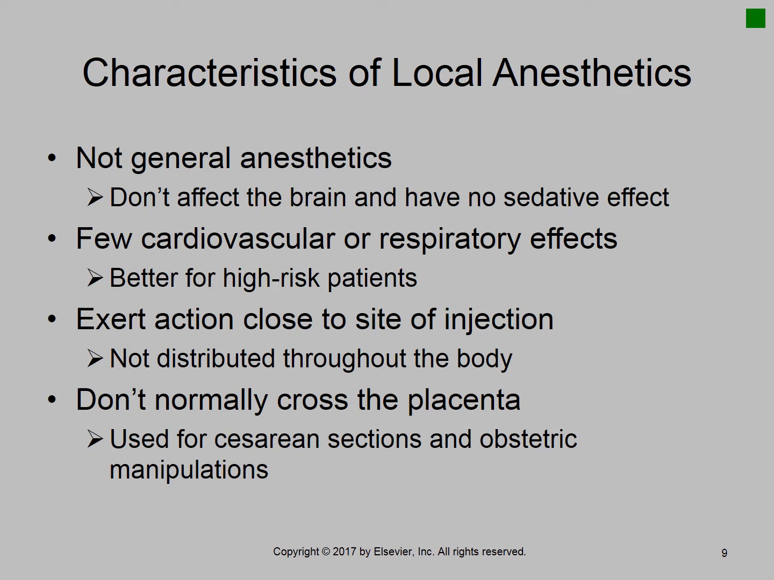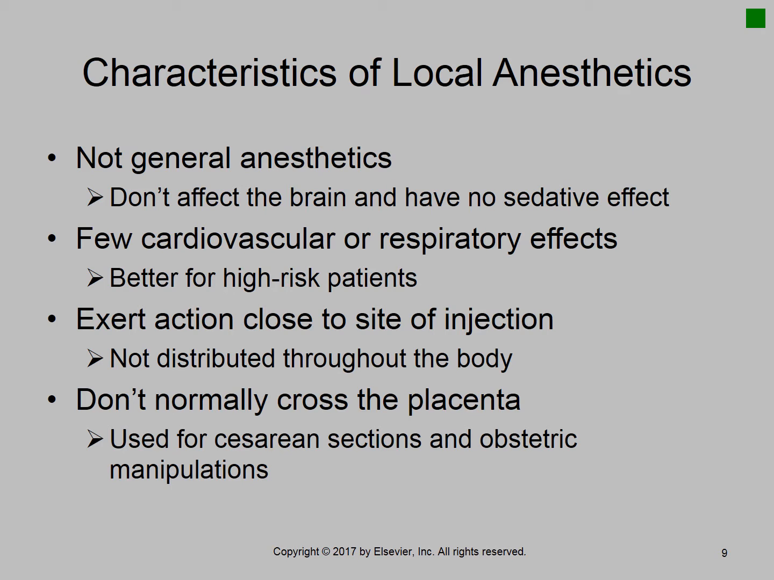Characteristics of locals: number one, they are not general anesthetics. They don't affect the brain normally and have no sedative effect. And most people have had some experience in your own personal life or in your family's lives with having had a local anesthetic, and you pretty well have a good idea. They sting when they go in, they deaden the area, work good, wear off, life's good, especially for dental procedures.